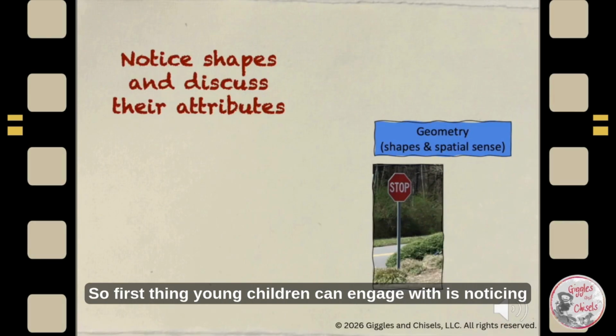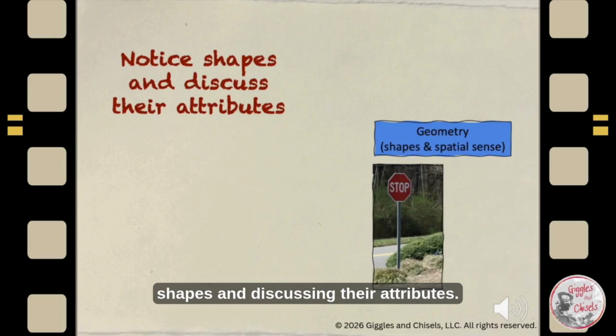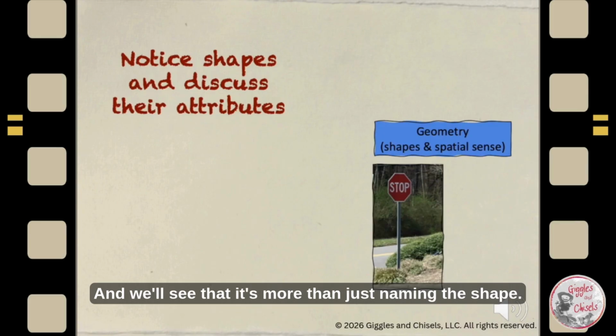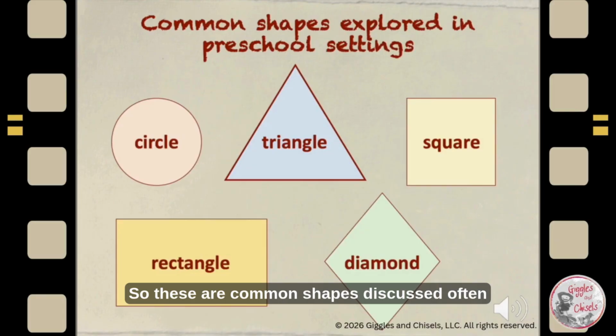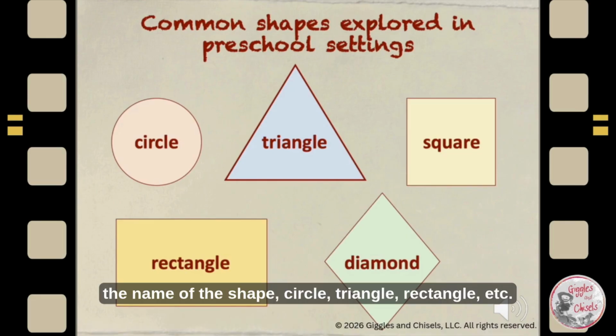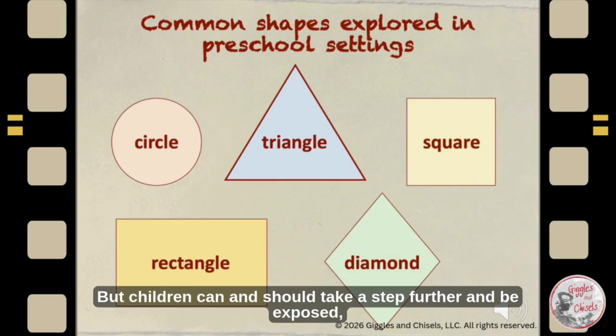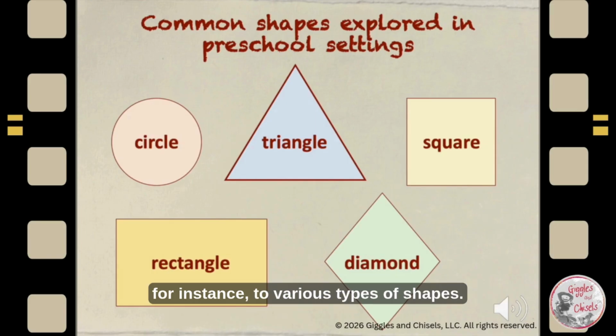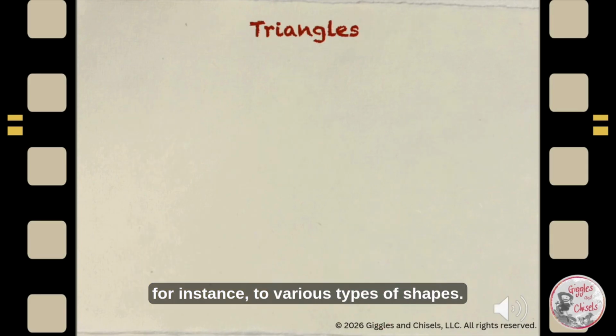So the first thing young children can engage with is noticing shapes and discussing their attributes. And we'll see that it's more than just naming the shape. So these are common shapes discussed often in preschool. You may see a poster on the wall with the names of the shapes: circle, triangle, rectangle, etc. But children can and should take a step further and be exposed, for instance, to various types of a shape.